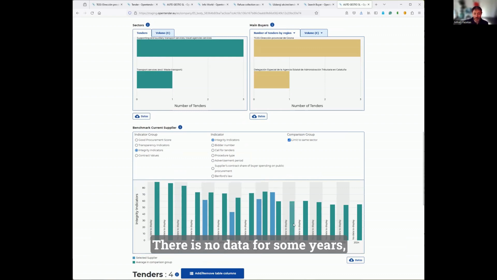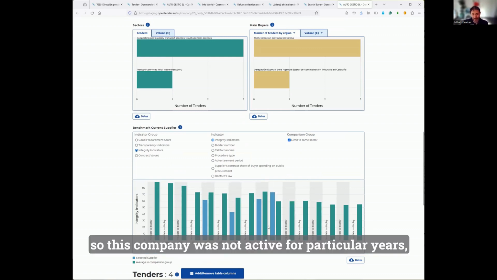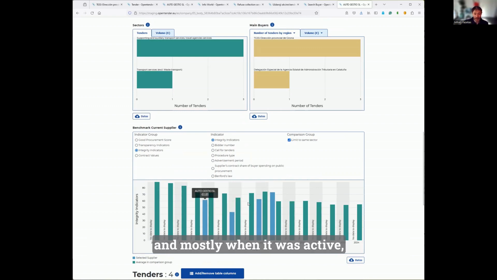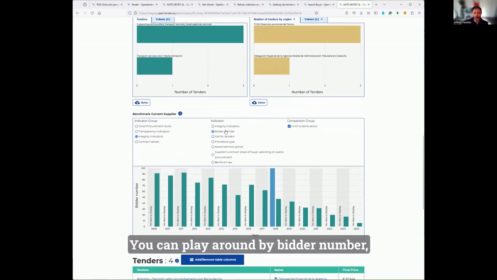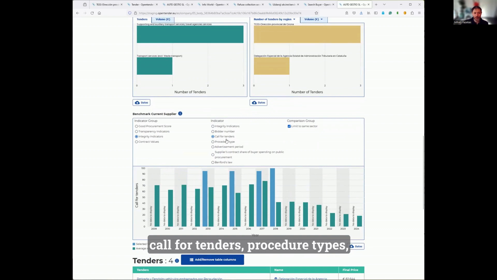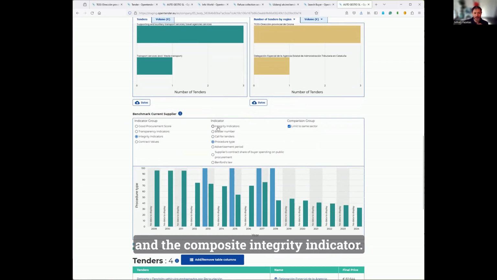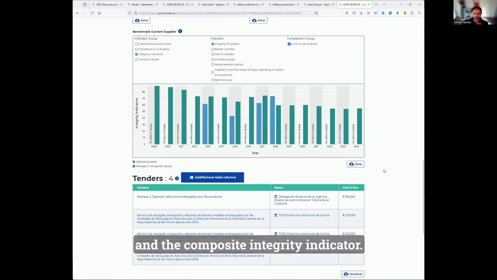There is no data for some years, right? So this company was not active for particular years. And mostly when it was active, it was under the benchmark group. You can play around by bidder number, call for tenders, procedure types, and the composite integrity indicator.